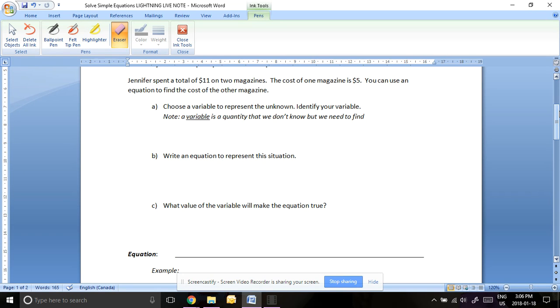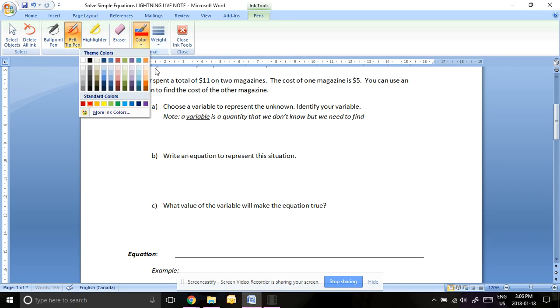Before you use an equation, just think about this logically. You know that a magazine is $5, and then the other one, you have to add something to the $5 to get 11. So hopefully most of you can think about this and just realize that it must be $6. But let's show how to do this formally with an equation.